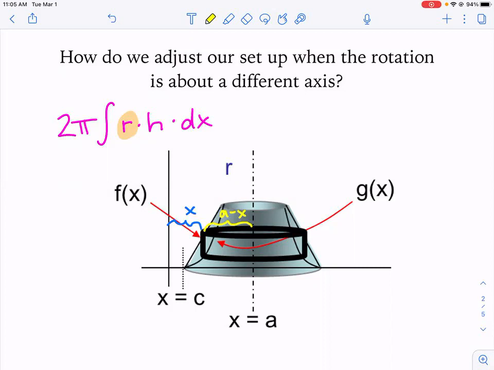Now, if our vertical line was to the left of our region, then we would have to do x minus a, which would turn into an addition because a would be negative. So we are going to look at setting these up when our line is not an axis.